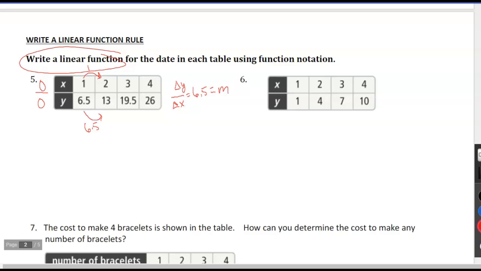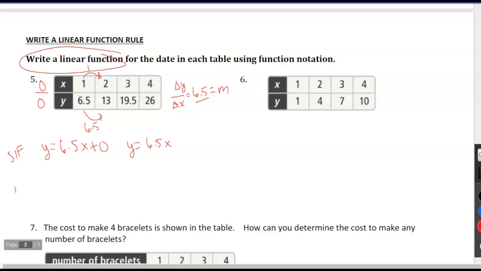I still have some kids on tests when we're writing this. They'll do the following, and I've said this over and over again. They write m. We know what m is. It's 6.5. So write your 6.5. 6.5x plus, what's my y-intercept? Well, it happens to be 0 in this case. So y equals 6.5x. That was using slope-intercept form.